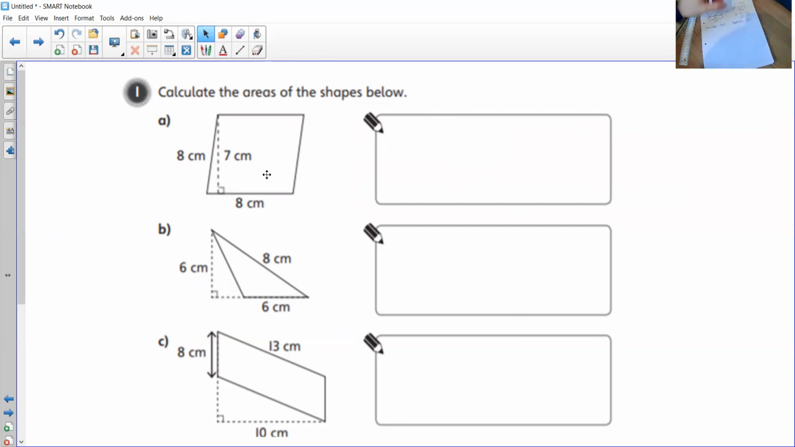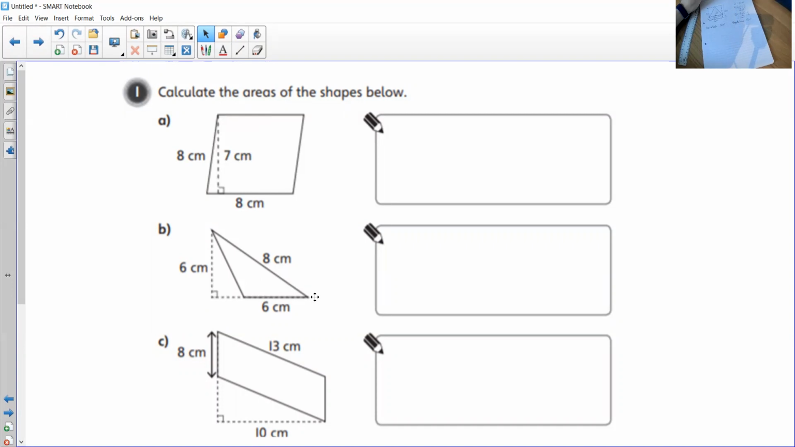Okay, so these are really, really easy to do, because this is just base times height again, isn't it? Look at this parallelogram here. We've been told that's 8 centimeters across the base. We've been told that diagonal is 8 centimeters there, but we've been told the perpendicular height is 7 centimeters. So all I need to do then to work out this is 8 lots of 7, which we all know is 56. 7 times 8 is 56 there.